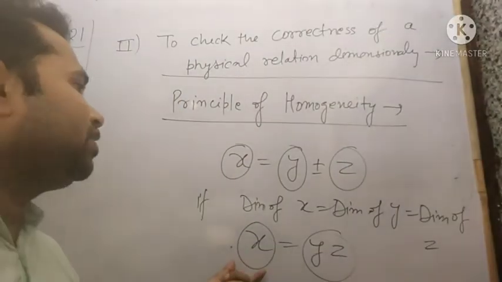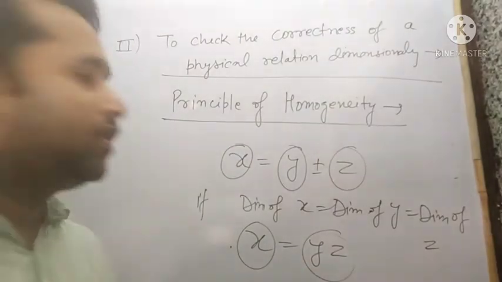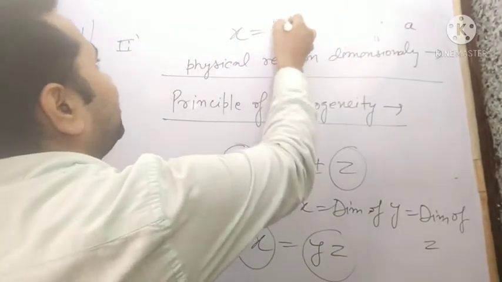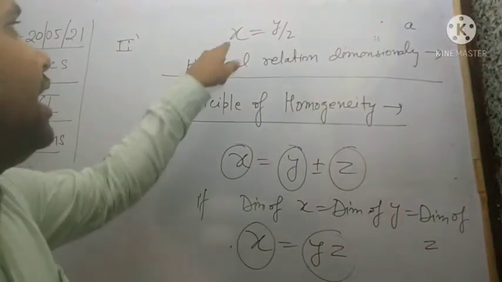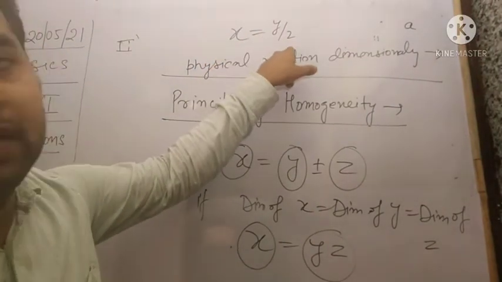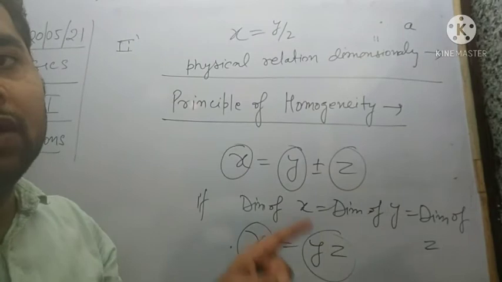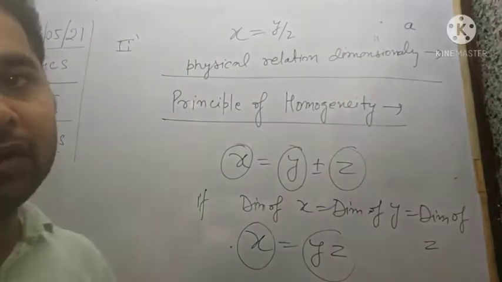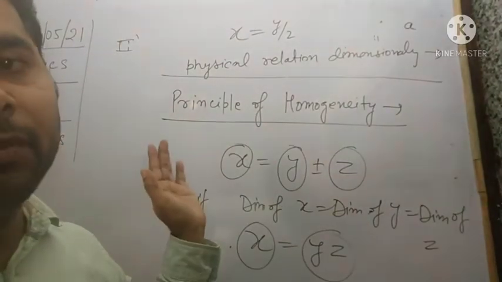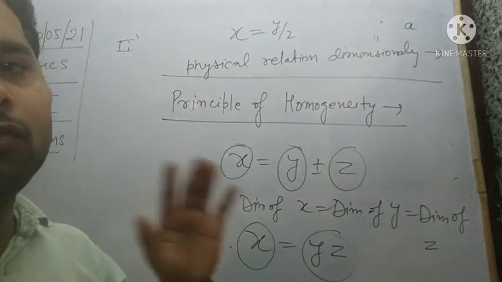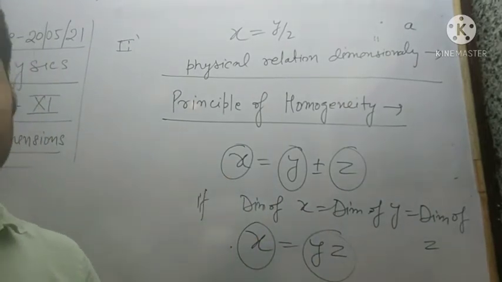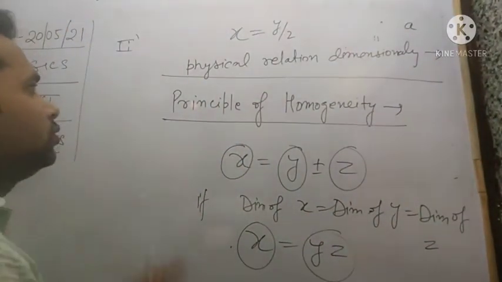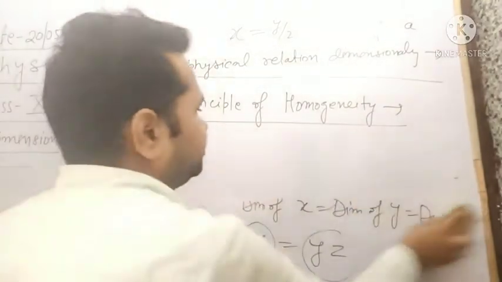क्या कहते हैं? Dimension of x equals to dimension of yz, या अगर लिखा होता कि x equals to y by z, सो कहते हैं dimension of x equals to dimension of y by z. किस कंडीशन में? When this relation is dimensionally correct. जब कोई रिलेशन डायमेंशनली करेक्ट होगी, सो उसके दोनों साइड में the number of terms, whatever the number of terms, all will have the same dimension. This is the principle of homogeneity. So we will use this principle in this second application.